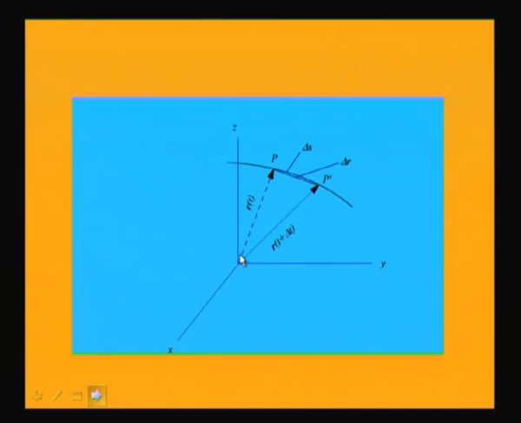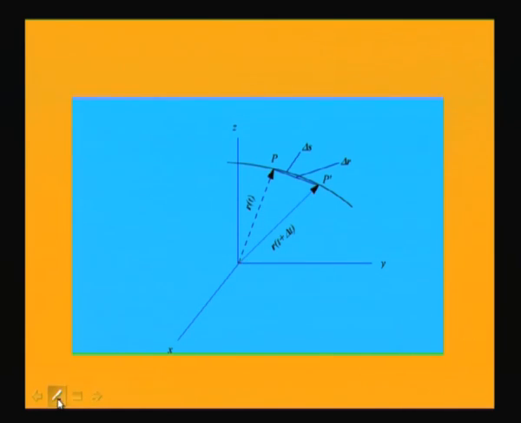Now I am playing one animation again. See, this is a particle, and this has gone to this one in delta t time, it has gone to P dash. Of course, it has gone very fast. Animation should have been somewhat slow. Now here, this distance PP dash, this line will basically be delta r.